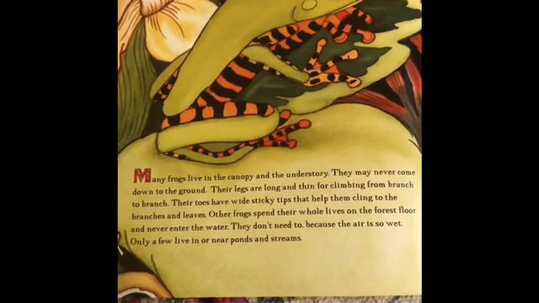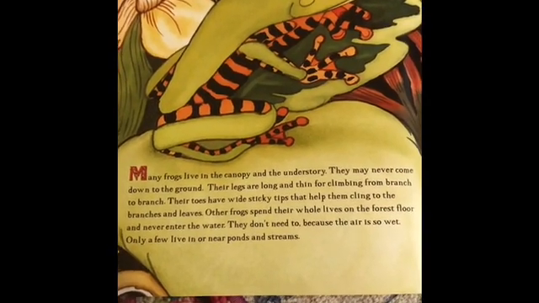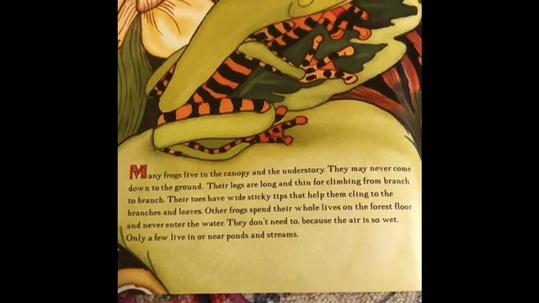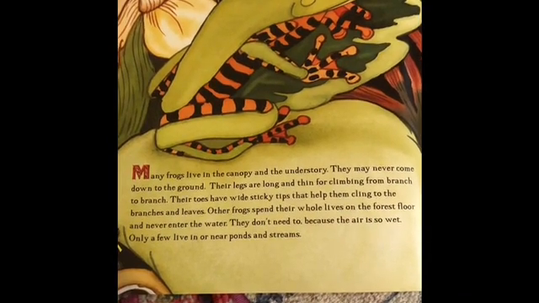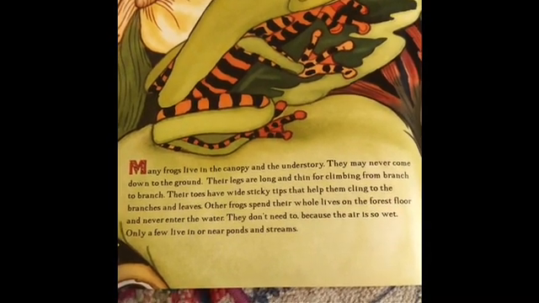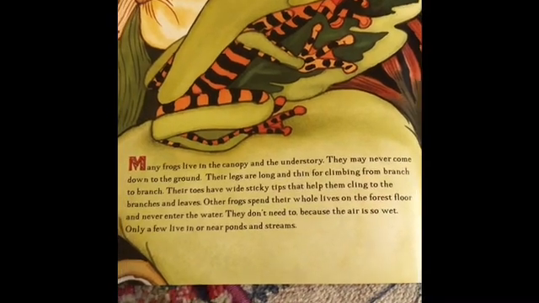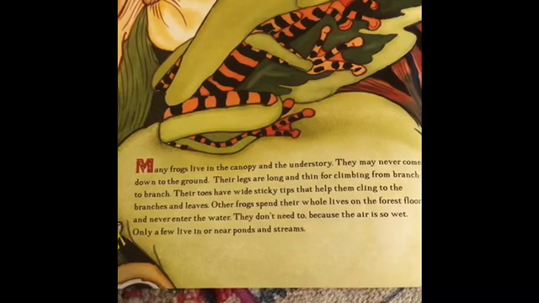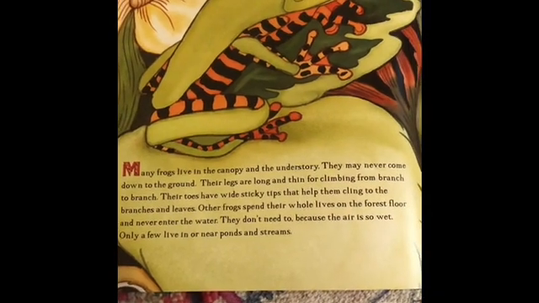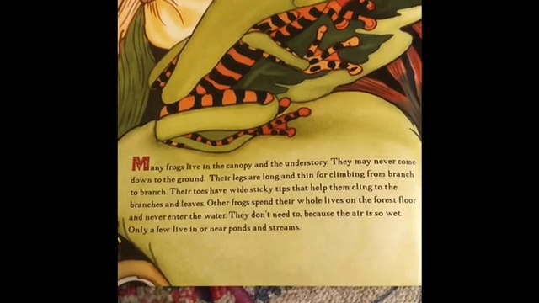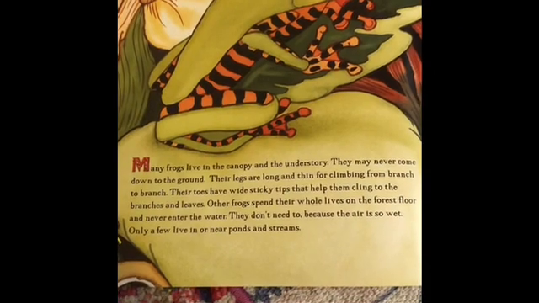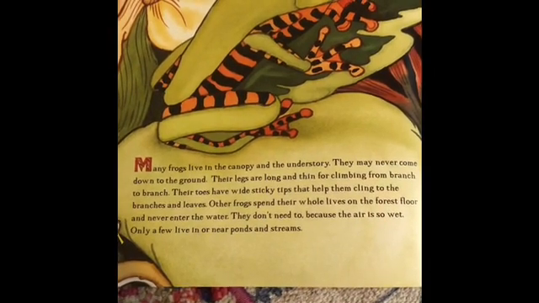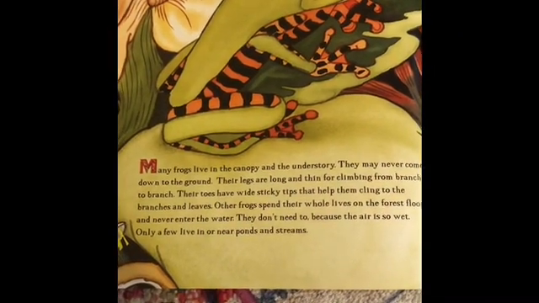Many frogs live in the canopy and the understory. They may never come down to the ground. Their legs are long and thin for climbing from branch to branch. Their toes have wide, sticky tips that help them cling to the branches and leaves. Other frogs spend their whole lives on the forest floor and never enter the water. They don't need to because the air is so wet. Only a few live in or near ponds or streams.